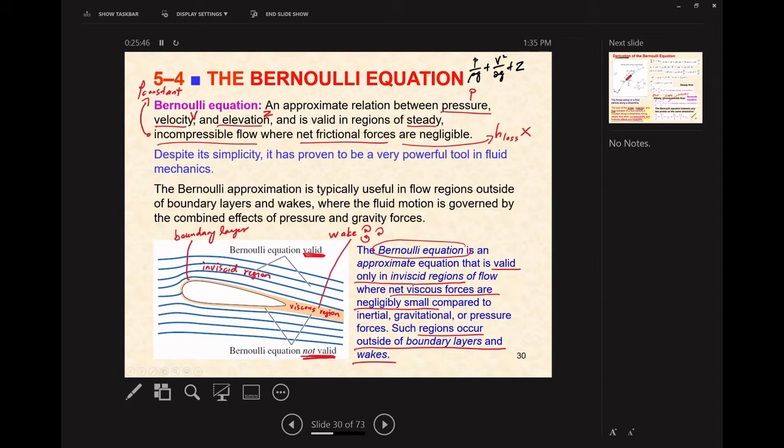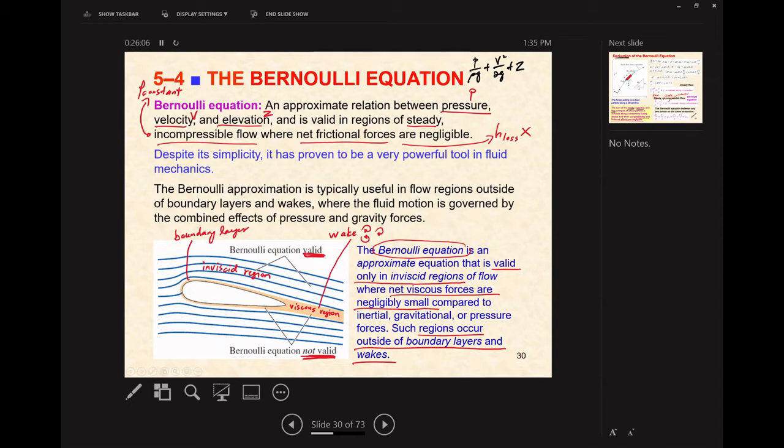For this example, this is true. Compared to the inertia, the net viscous forces are negligibly small, as are gravitational and/or pressure forces. Such regions occur outside of boundary layers and wakes.